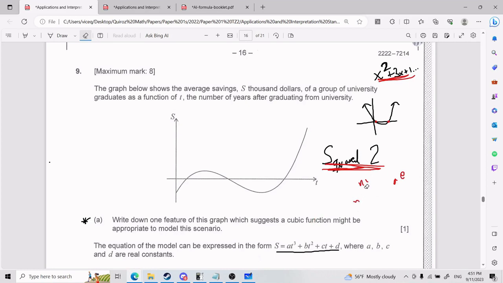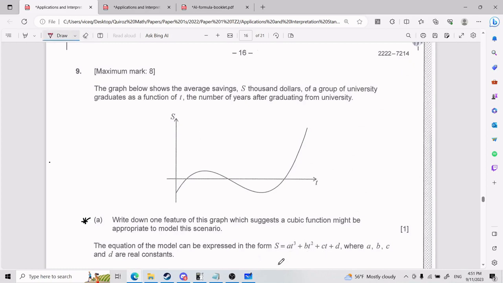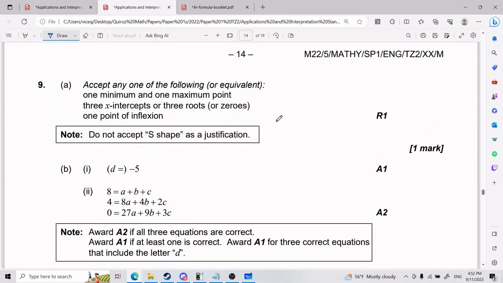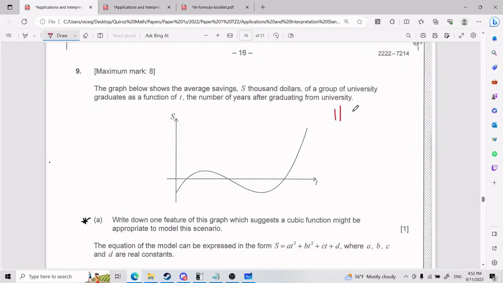Another sort of intuitive thing, which is probably where most people would go to, is that they know that the cubic function, okay, is basically like an S. That is intuitive. This is basically like an S that's on its side. Now, saying that it's an S is not going to give you a point in the IB. Okay, it's not professional enough. In fact, the answer key even says, do not accept S shape as a justification. All right. So how can this intuitive S shape be put into fancy math language?